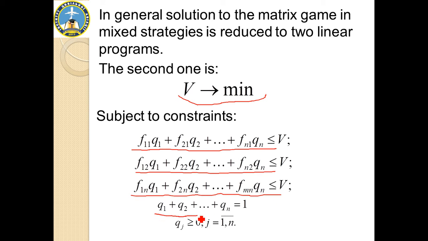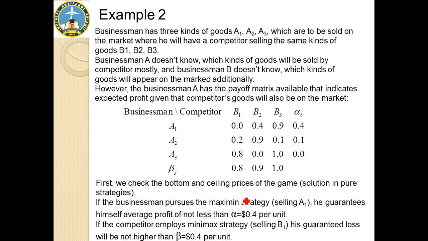Again, we have to set the condition that all the shares of strategies sum up to unit and are non-negativity constrained. So let's go back to the previous example, which we have found a solution to using the pure strategies approach. But let's consider it like this. The businessman has 3 kinds of goods. These 3 kinds of goods can be denoted as different strategies.